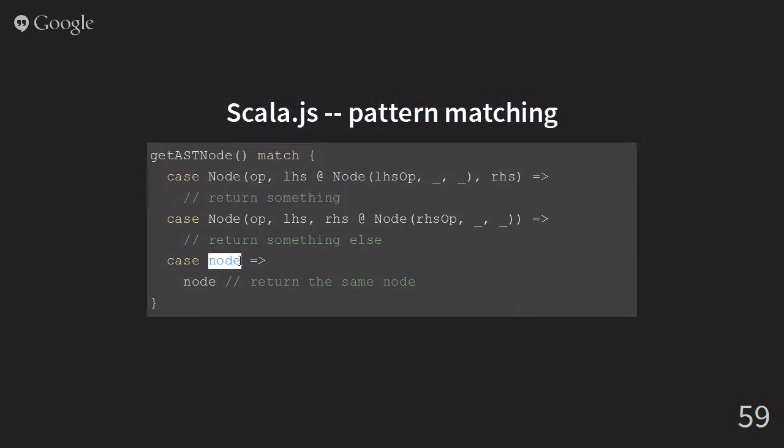And eventually, it finds that this case catches everything else, so we return the same node, for example, or something else. This is immensely useful if you write functional code based on ADTs. It's a very common pattern in typical Scala code.